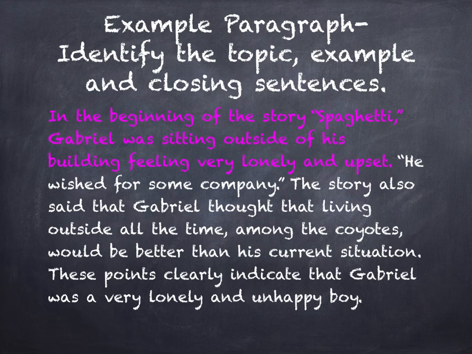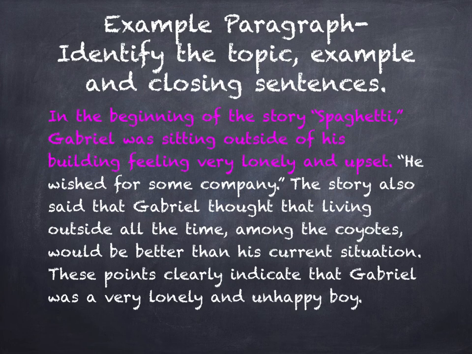So our topic sentence is the very first sentence in the paragraph, which says, in the beginning of the story Spaghetti, Gabriel was sitting outside of his building feeling very lonely and upset. And as you can see, I have made that sentence in this pinkish, purplish color. So that's telling us that that is our topic sentence. A topic sentence is the first sentence in your paragraph. It tells the reader what the paragraph is going to be about. So I know based on this topic sentence that the rest of the paragraph is going to talk about why he's feeling lonely and upset.